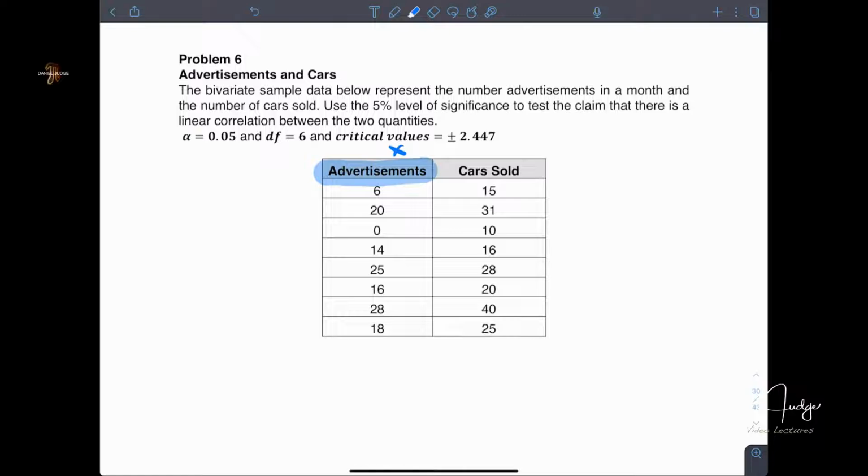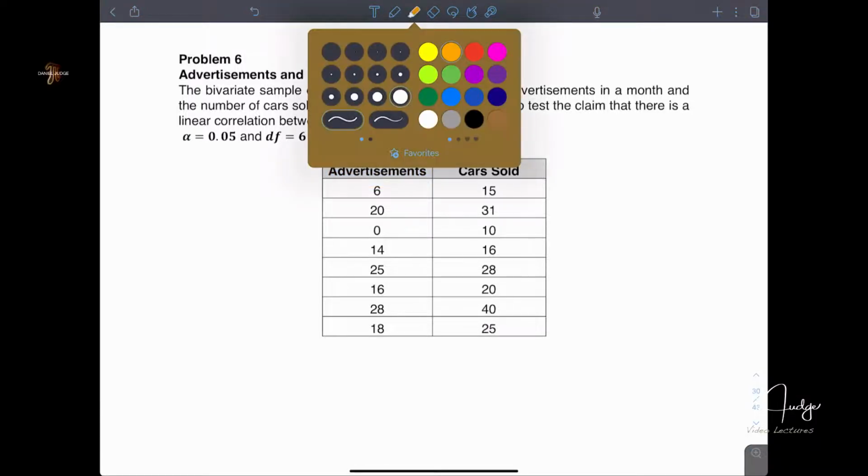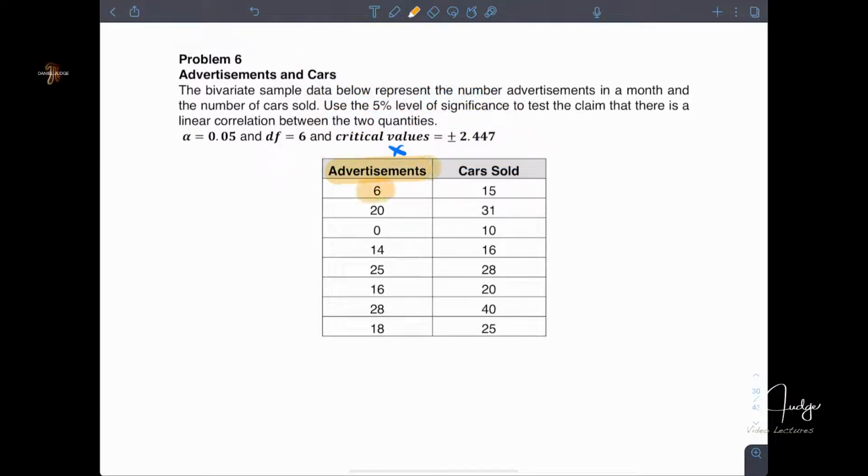So when you have 6 advertisements, you sold 15 cars. When you have 20 advertisements, you sold 31 cars. No advertisements, you still sold 10 cars. 14 advertisements, you sold 16. 25 advertisements, you sold 28. 16, you sold 20. 28 and 40, 18 and 25.